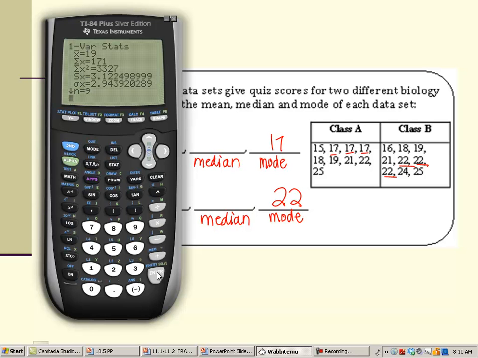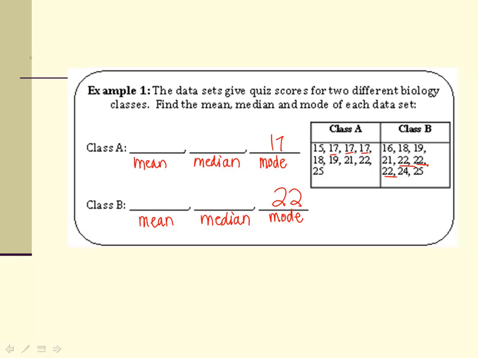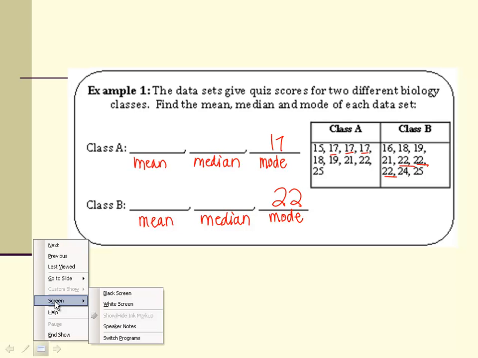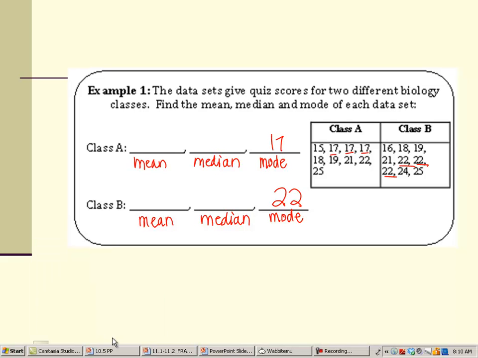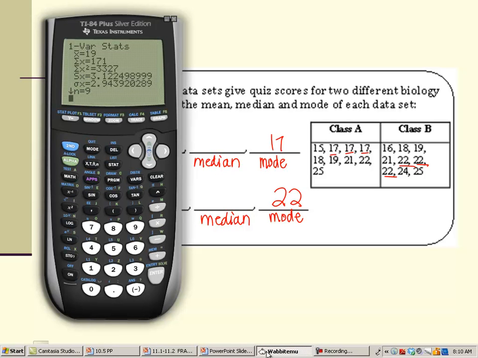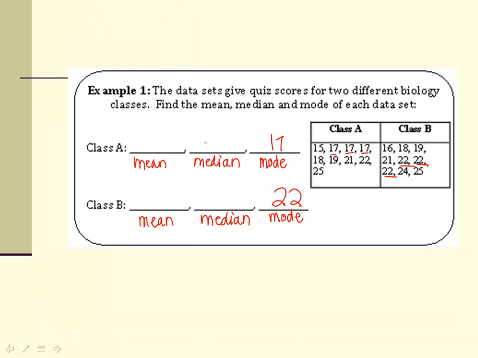So up here where it says X bar, let me get my graphing calculator back up here. It switches out on me. Okay, where it says X bar at the very top, that says 19. So 19 is my mean for this data set. And if I use my down arrow, it says MED. MED is my median, and that's 18. So my median is 18 and my mean is 19.